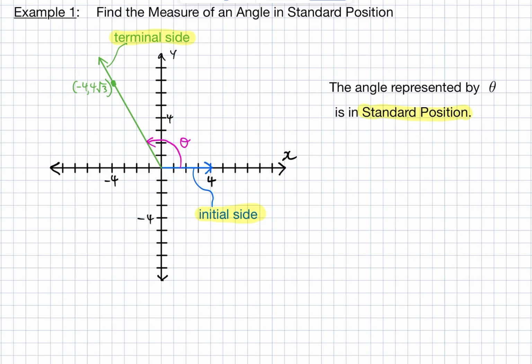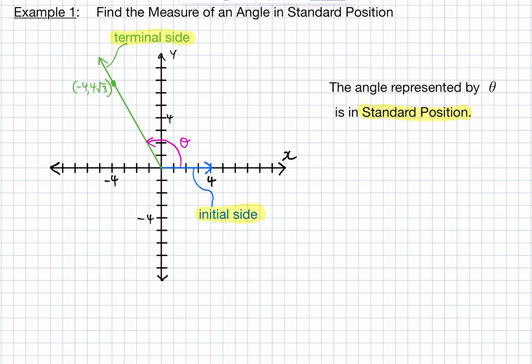Okay, now that we've defined all of this, let's go back to the question at hand, and that is, what is the measure of this particular angle in standard position? The only piece of information that we're told is this coordinate here. This is -4, 4 square root of 3. So how do we do this?